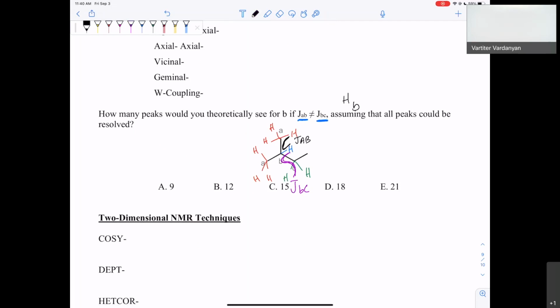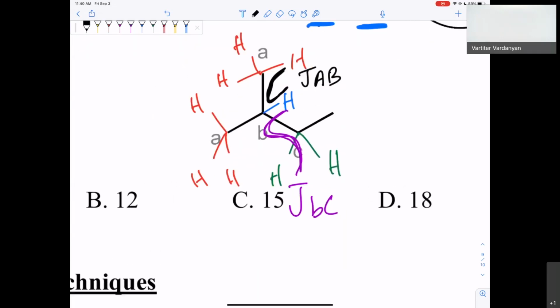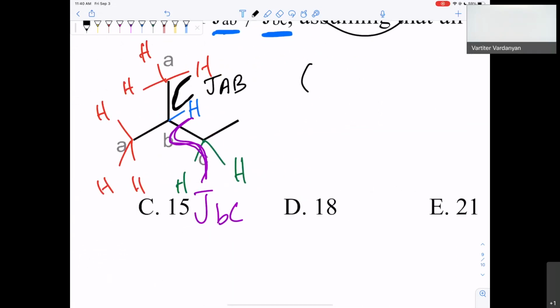We're looking for this one. I want the answer for HB. He'll say that in there. He'll say, how many peaks would you see for HB if this? So HB is the blue one. We're going to do the fancy Rosemary method. We don't even have to know the J values. We don't care. So compared to hydrogen B, how many neighbors does it have total?